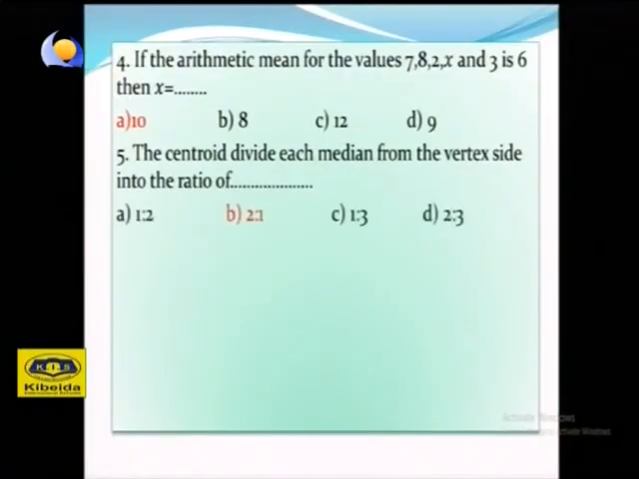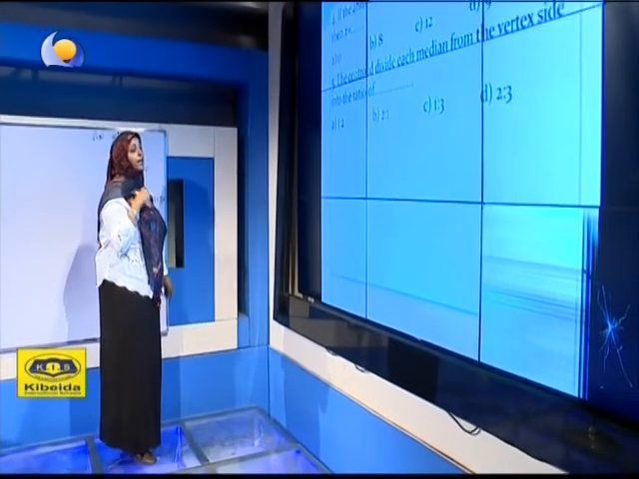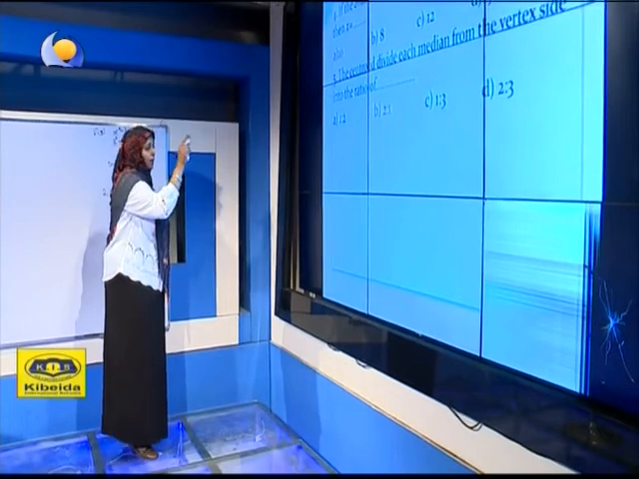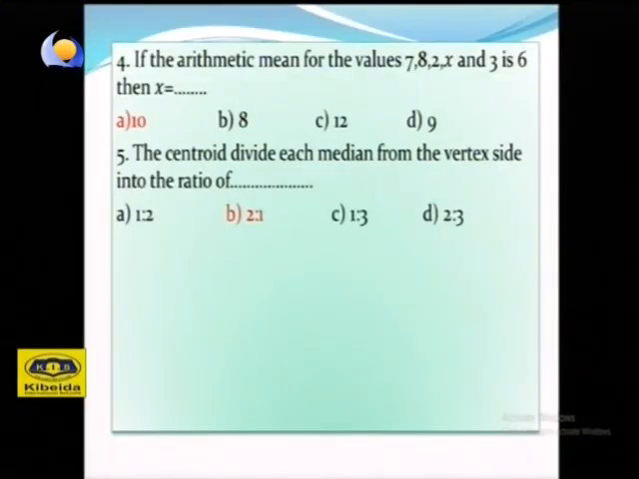The next one: the centroid divides each median from the vertex side into the ratio of dash. Sometimes he gives you two different questions in this case. He asks sometimes from the vertex side and sometimes from the side of the side. Be careful with this please. If he said from the vertex side, then it's 2 to 1. The bigger part is from the vertex side and the smaller is from the side of the side. So read it carefully. If it is from the vertex side, then it's 2 to 1. And if it's from the side of the side, then it's 1 to 2.